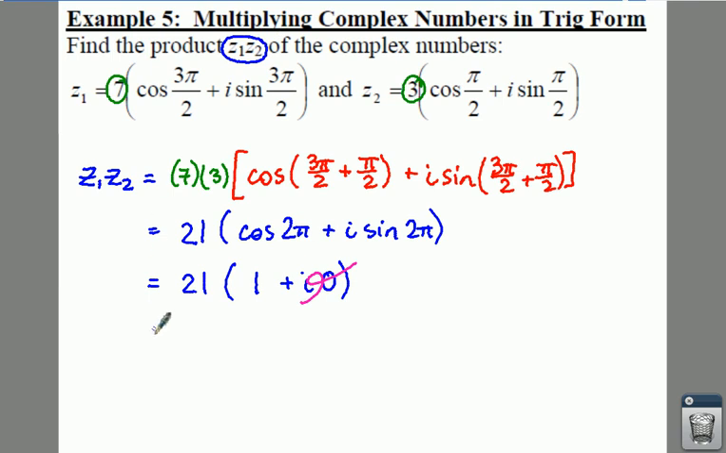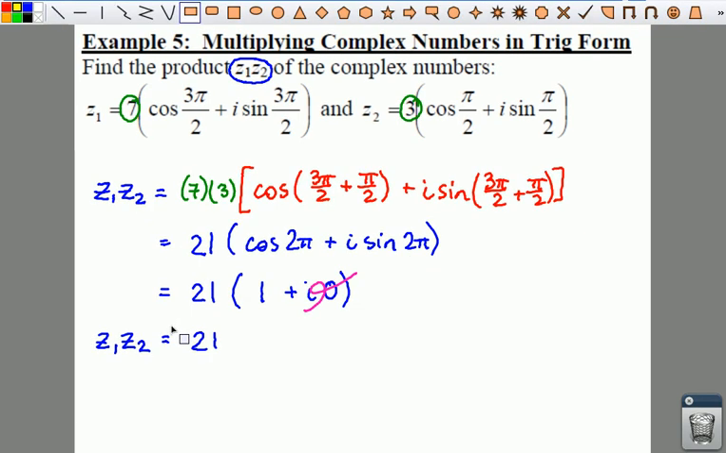So to simplify this, when you multiply your two vectors, or your two complex numbers, when you multiply those together, you end up just getting 21 times a 1, which is a 21. Interesting.